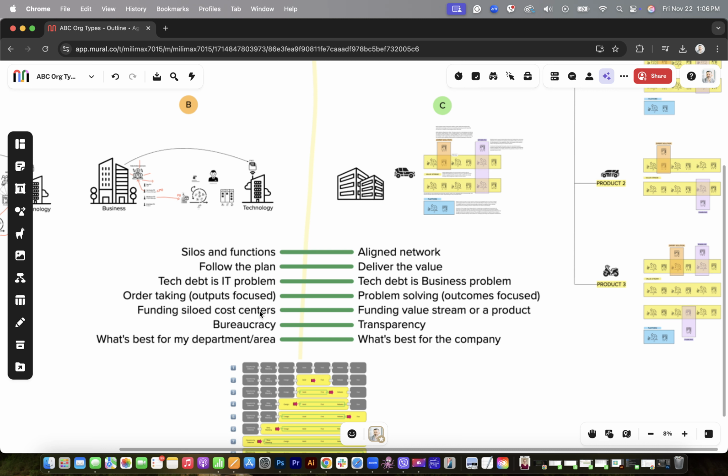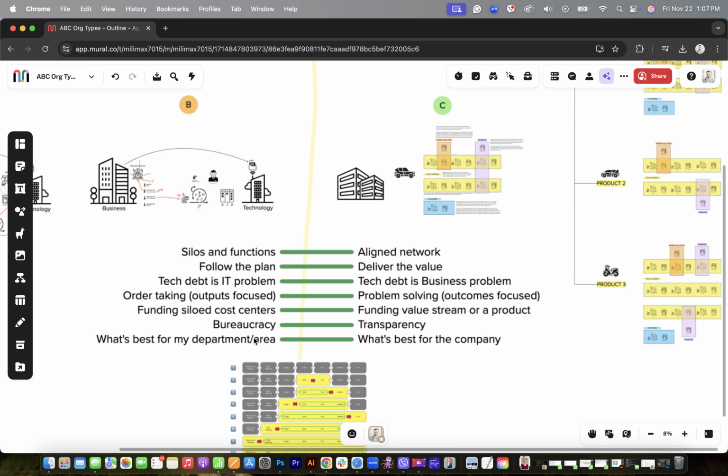Funding silo cost centers, traditional cost accounting, versus funding a value stream or a product, what's called throughput accounting. We have more bureaucracy and red tape in A and B. In C, it's very transparent empiricism, meaning that we continuously inspect and adapt, adjust based on what we know and what's being observed. And then also, all of this promotes the culture and mindset of what's best for my department or area versus what's best for the company.